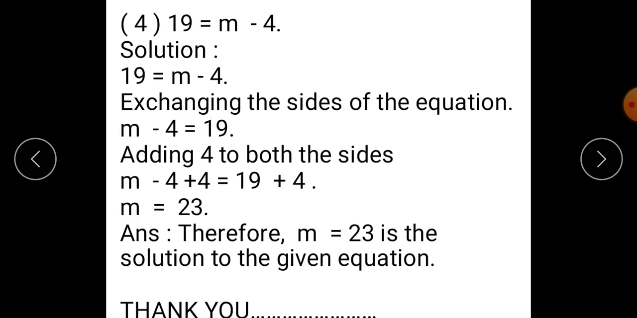Last sum for today's video, 19 is equal to m minus 4. Again, you know that variable has to be present to the left hand side. Therefore, solution, first step, you have to write the given equation as it is. Therefore, 19 is equal to m minus 4. Next step, exchanging the sides of the equation, we get m minus 4 is equal to 19.